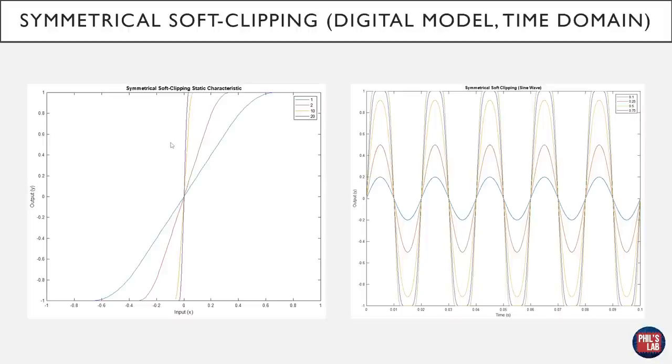What we can then also do, instead of just feeding in constant voltages, on the right-hand side we can feed in sine waves. For example, this is our 50 Hz sine wave, the frequency doesn't really matter for now, of varying amplitudes.